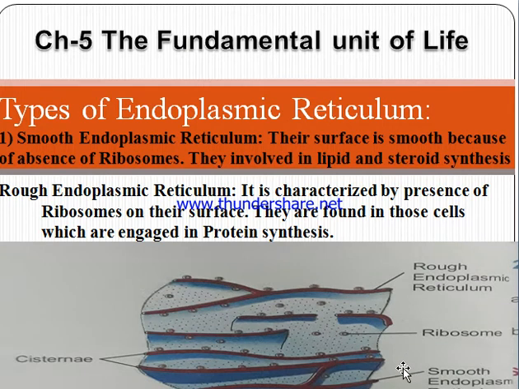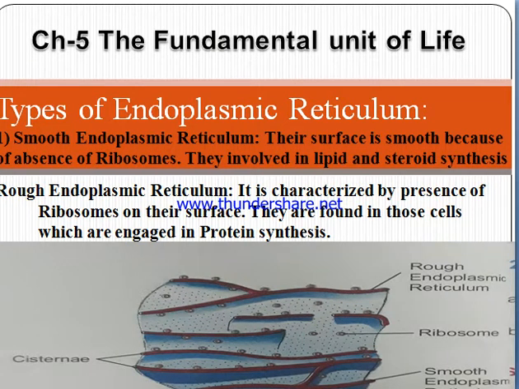So there are two types of reticulum: smooth endoplasmic reticulum and rough endoplasmic reticulum. Smooth endoplasmic reticulum does not have ribosomes, but rough endoplasmic reticulum has ribosomes on its surface. Smooth endoplasmic reticulum is involved in lipid and steroid synthesis. But rough endoplasmic reticulum is found in those cells which are engaged in protein synthesis. It is very importantly involved in protein synthesis.